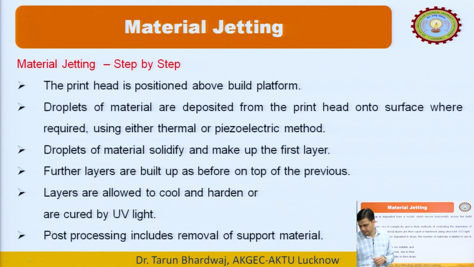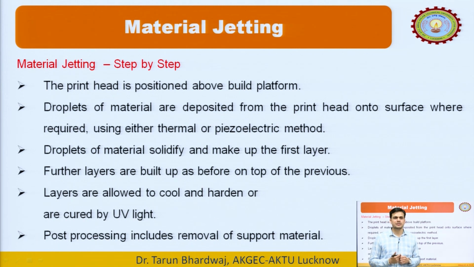OK, so what is basically the procedure? The print head is positioned over the build platform, droplets of the material are deposited from the print head onto the surface, and the droplets of material basically solidify and make up the first layer. Then further layers are built up as before on the top of the previous, and the layers are allowed to cool and harden by the UV lights. Post processing includes removal of the support material. So this is basically the whole process of material jetting.